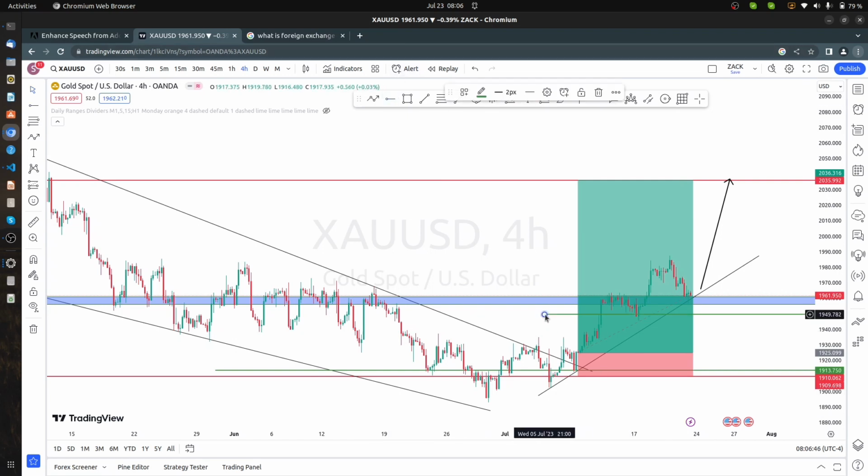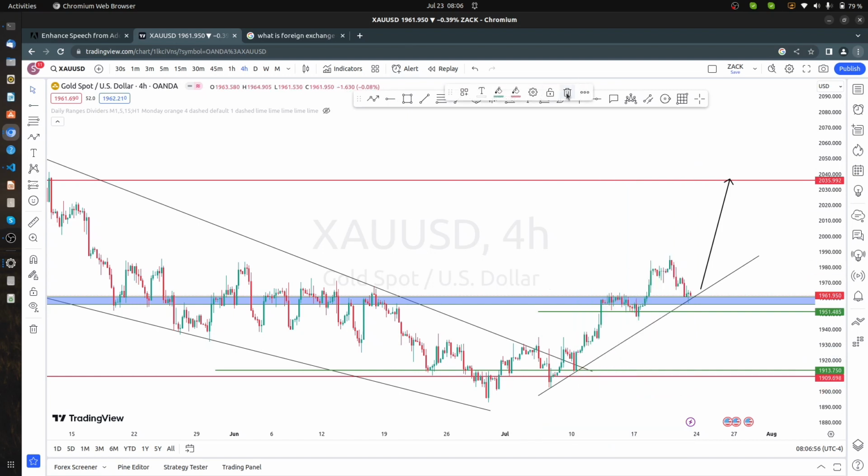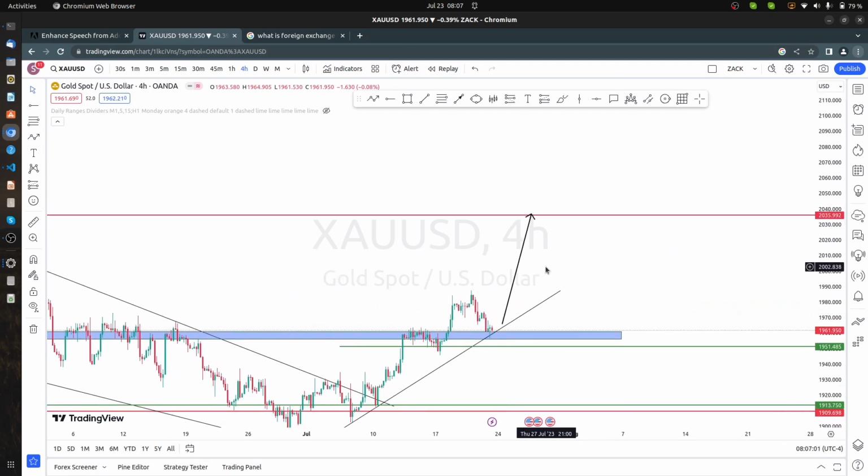So those are confluences, basically the reasons as to why I decided to buy here, the factors that aligned for me to say that I want to take a buy. That's what we call confluence, you understand? So basically I was just explaining confluences for those who are beginners.